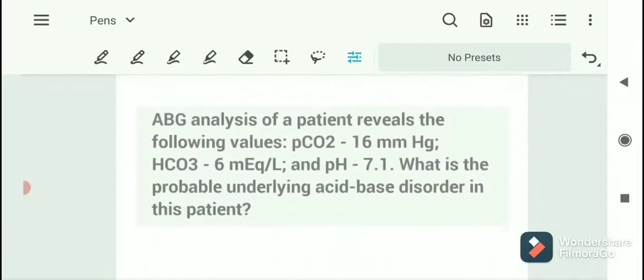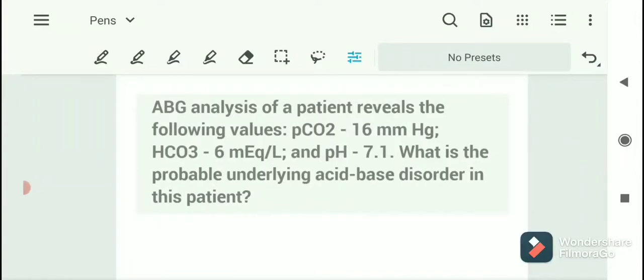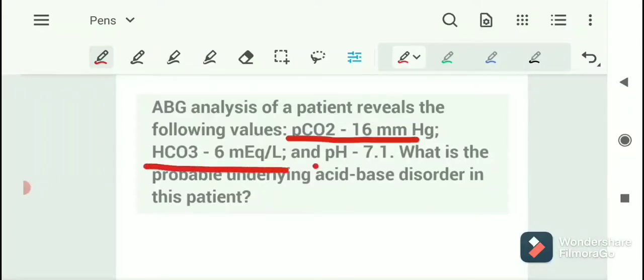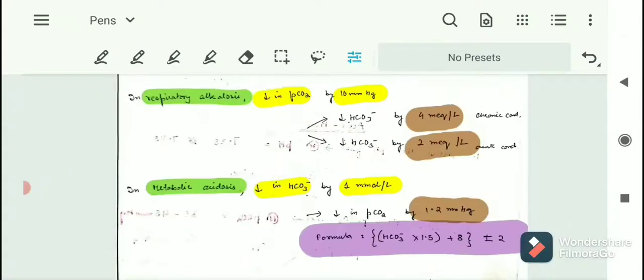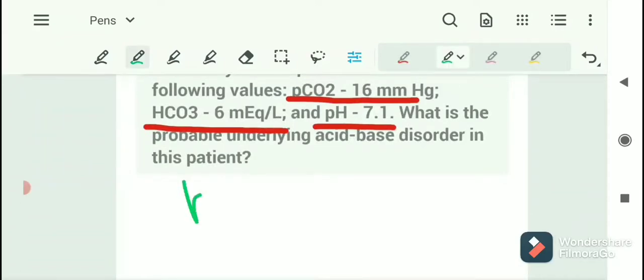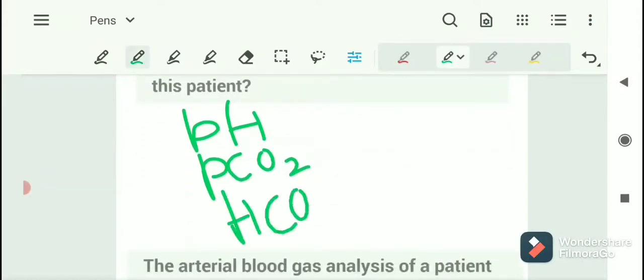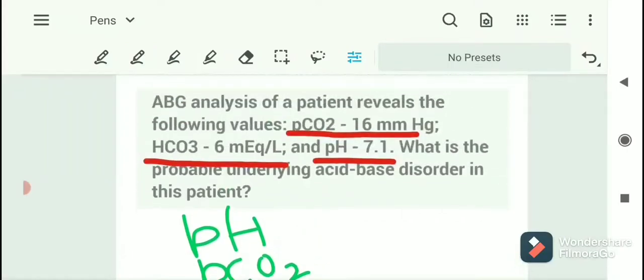Now here we have got these concepts. Now we will try to solve 2 to 3 questions. Okay. ABG of a patient reveals the following values. PCO2 is 16 millimeter Hg, bicarbonate level is 6 milliequivalent and pH is 7.1. Now what are the steps? First we will assess the pH, then the PCO2, and then we will calculate the bicarbonate level.